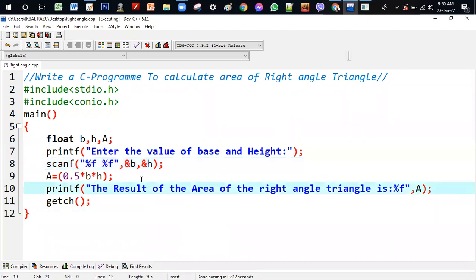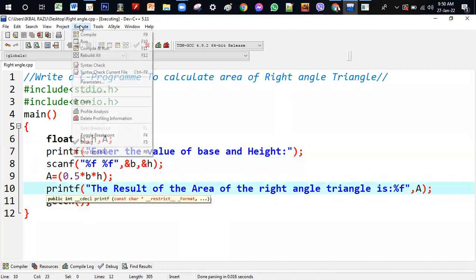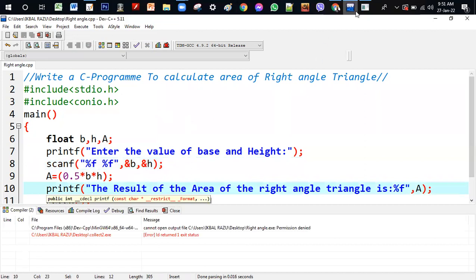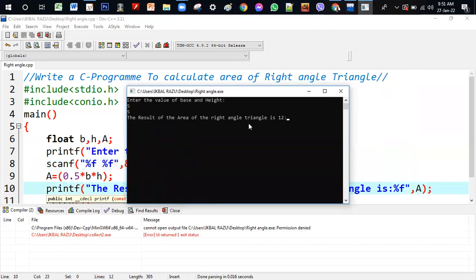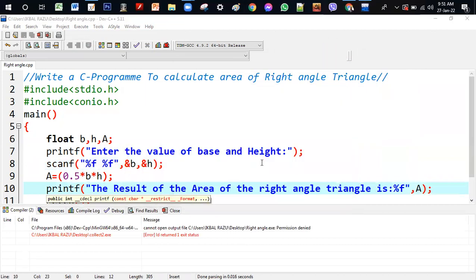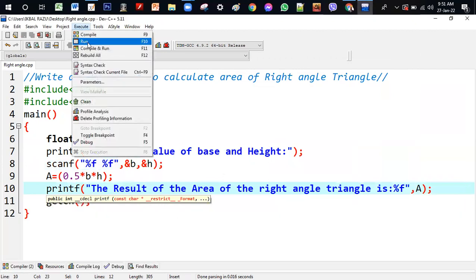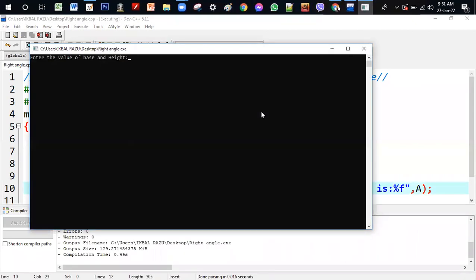Now save the program and execute the program, compile and run again. One exe file is already open, so we have to close the exe file. Now again execute, compile and run. Enter base and height. I have input here 5 and 4. So the result is 5 into 4 divided by 2, 20 by 2, 10.000000, six digits of zero.